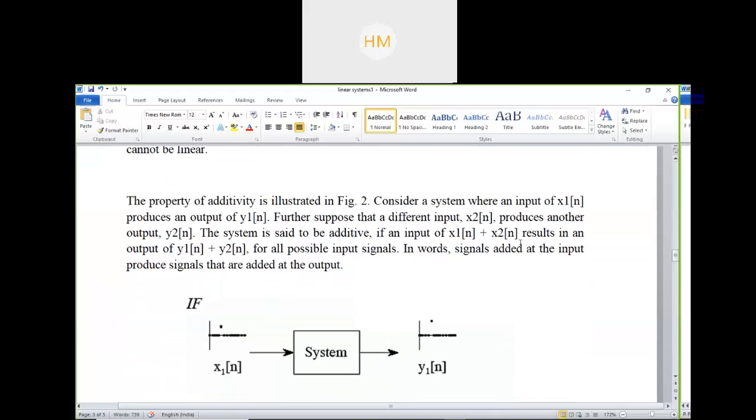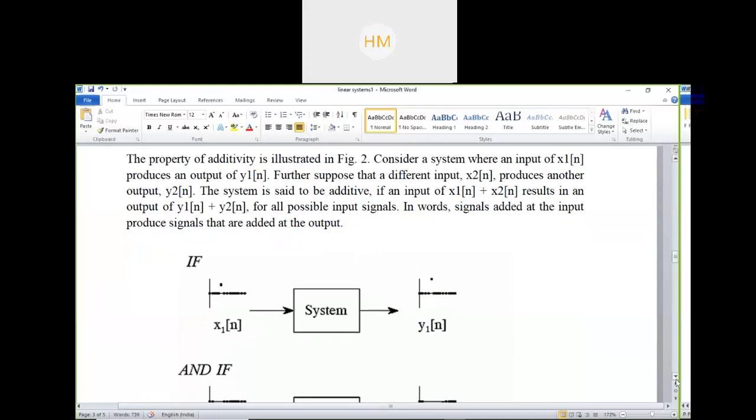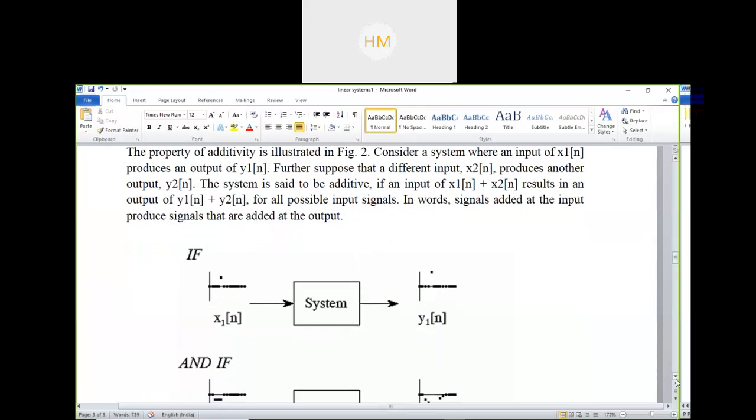So additivity means if we are adding two signals, x1 of n, consider a system where an input of x1 of n produces an output of y1 of n. Again, a different input x2 of n is given to the system, which produces another output y2 of n. The system is said to be additive if, for all possible input signals, the sum of the inputs results in the sum of the outputs.